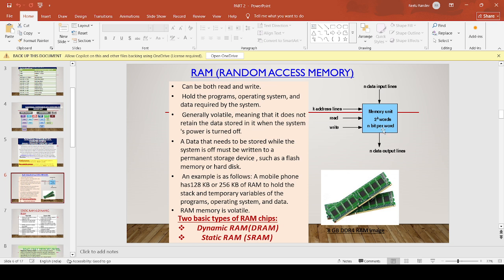You can see the picture of the RAM. You might have seen the RAM images: 8 GBs, 4 GBs, 16, 128, 256, etc.